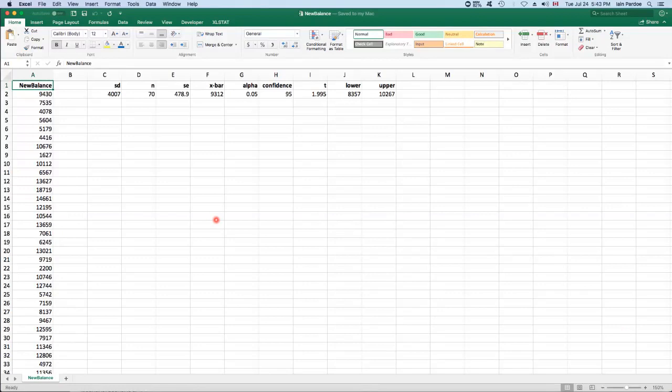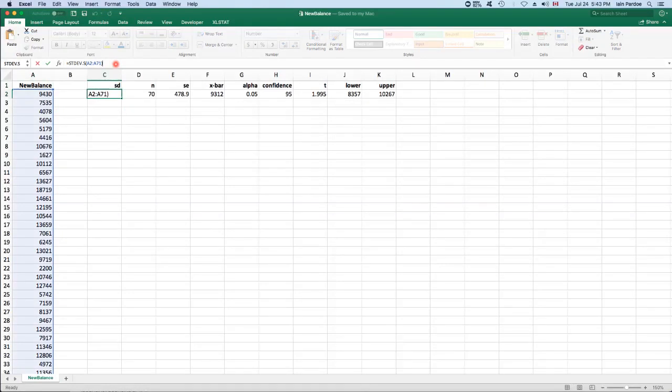It's credit card balances for a sample of 70 households. And I'm going to estimate the standard deviation from the sample. So the function in Excel for doing that is stdev.s. And that gives us a sample standard deviation of 4007. Sample size is 70. Standard error is, as usual, standard deviation divided by the square root of the sample size.